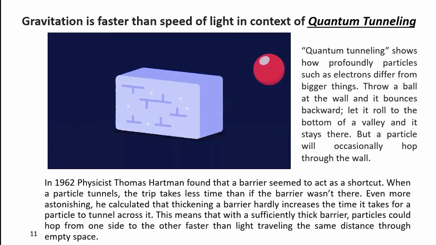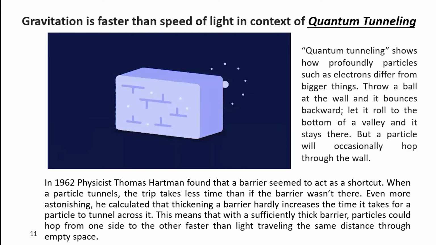Quantum tunneling shows how profoundly particles such as electrons differ from bigger things. Throw a ball at a wall and it bounces backwards. Let it roll to the bottom of a valley and it stays there. But a particle will occasionally hop through the wall.